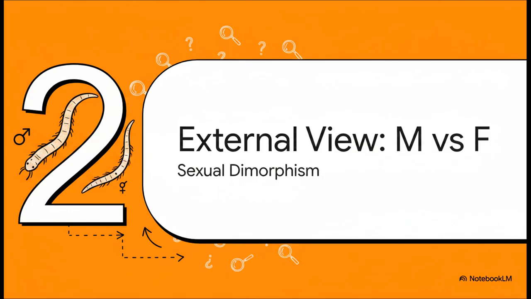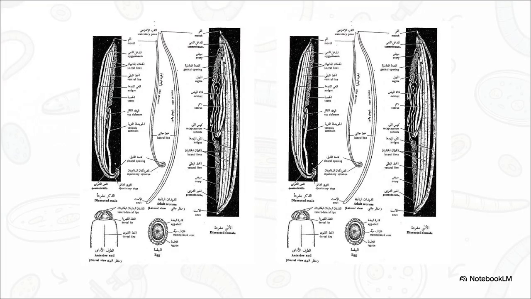Okay, time for our first real observation. We're looking for something called sexual dimorphism. That's just a scientific way of saying the visible differences between the males and females of a species. This is always your first step in the lab when you get a new specimen. And here they are, the adult male and female right next to each other.